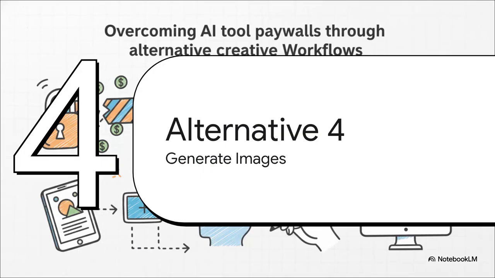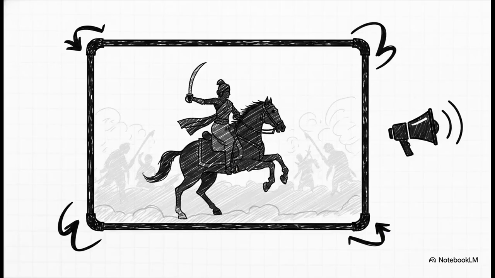And finally, alternative 4, generating cinematic images instead. Now, what's really interesting here is this highly visual compromise. If we can't generate fully moving video, the system suggests swapping that out for incredibly high-quality individual cinematic images. And the very first moment it suggests? Rani Lakshmibai in the heat of battle. I mean, just imagine compiling that.